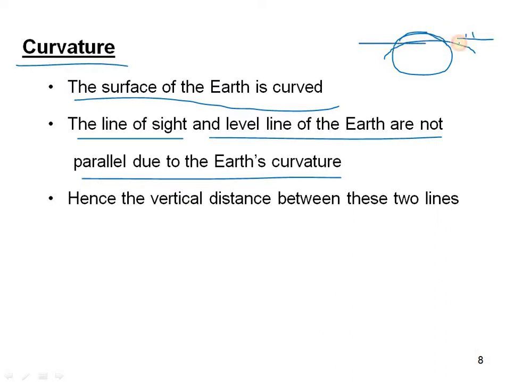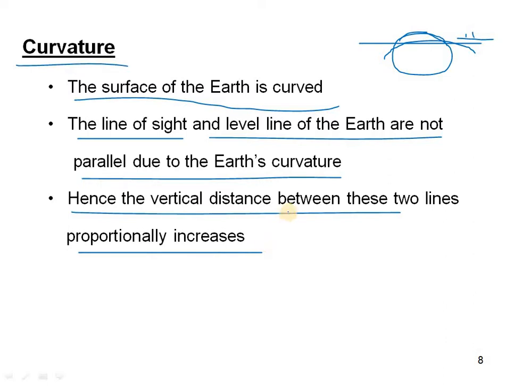So when we take the line of sight, when we keep the instrument on the surface of the earth, it will not be parallel because of the earth curvature. Earth is in a curved position, but whatever level we are taking on the ground surface is not a flat surface. Up to some extent only it will be parallel, but the extra curved portion which we are getting is known as curvature. Hence the vertical distance between these two lines proportionally increases.